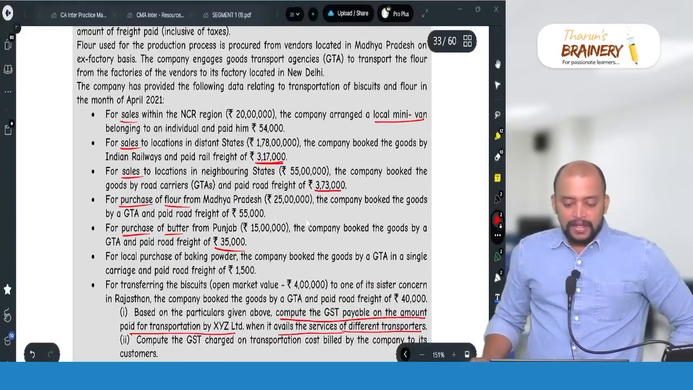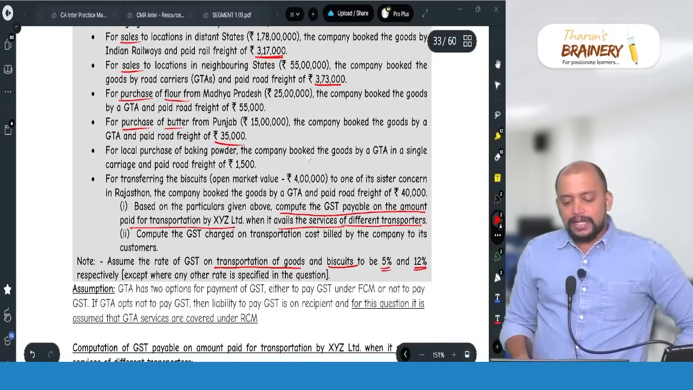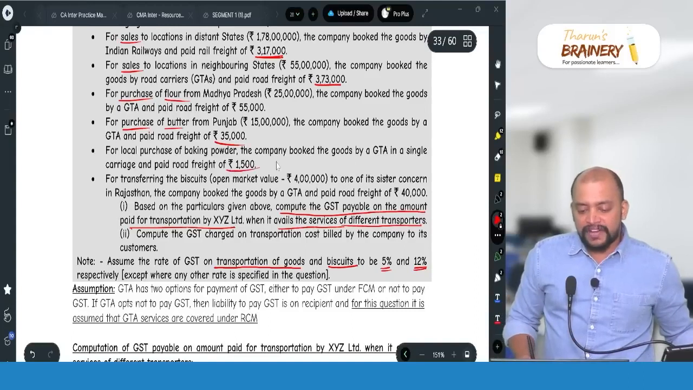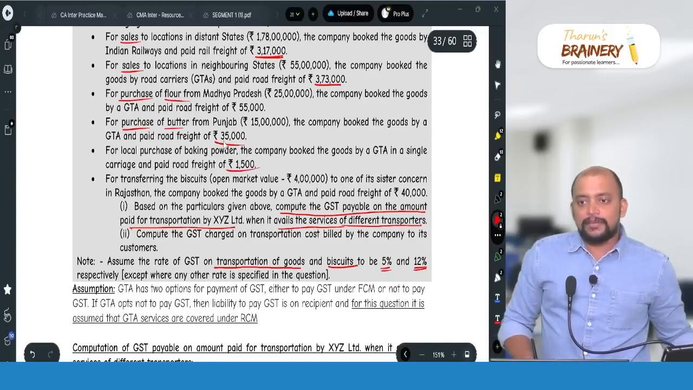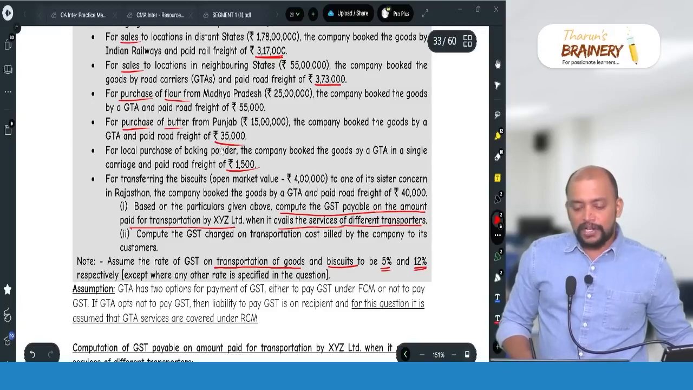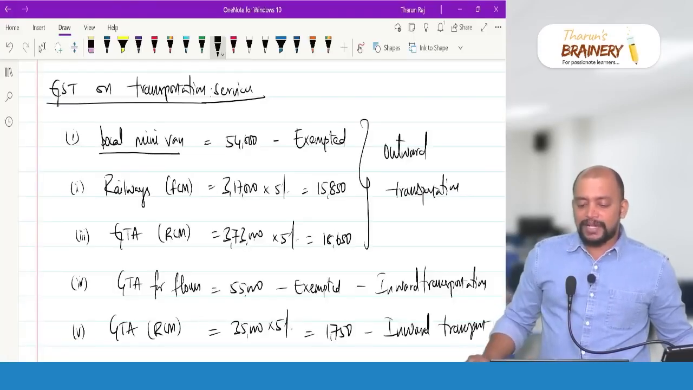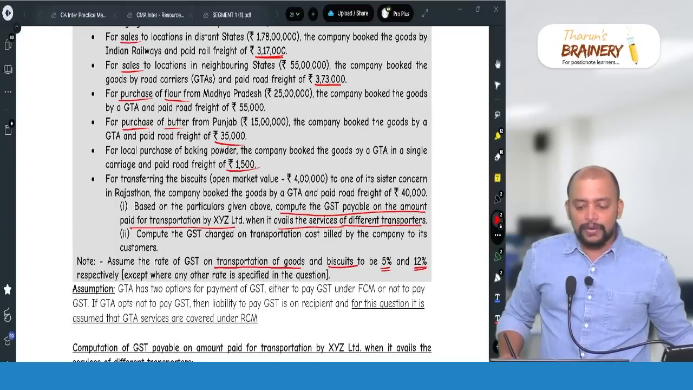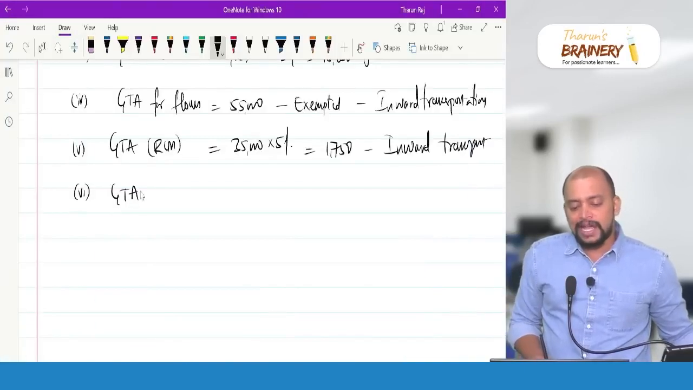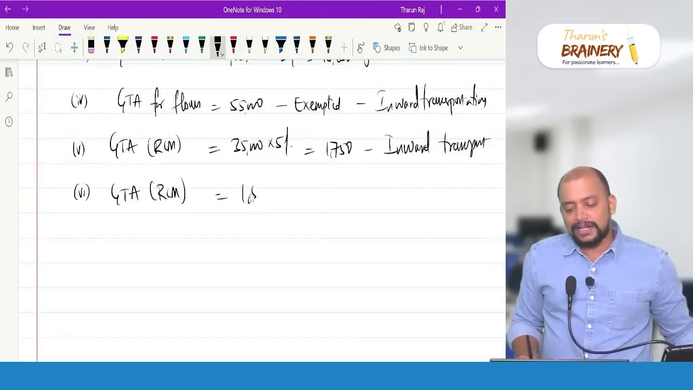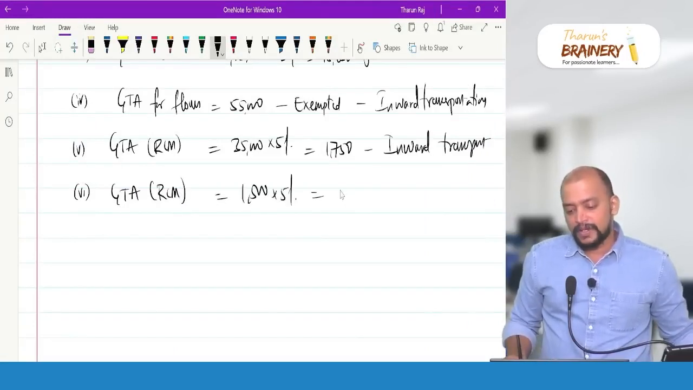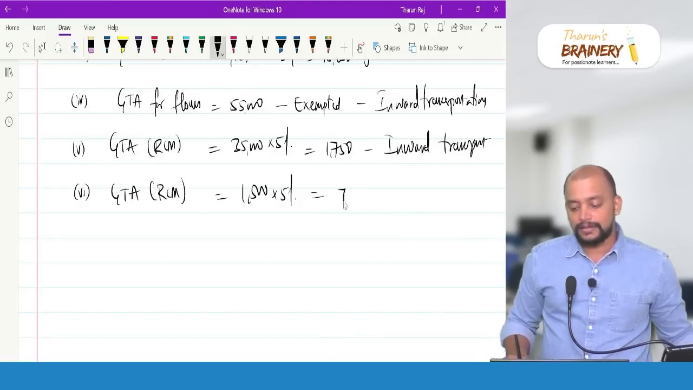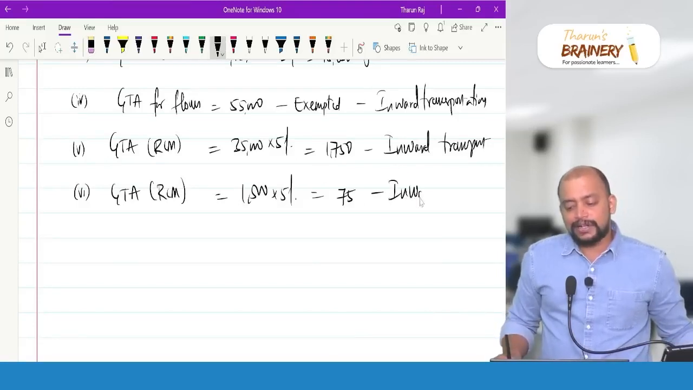Then next, for local purchase of baking powder, the company booked the GTA in a single carriage and paid a road freight of 1500. Baking powder will not come under flours. So, therefore, it will be taxable. And previously we had 1500 exemption, but that is not there now. So, which means it will be taxable again. GTA, RCM, 1500 into 5%, 75 rupees. This is also inward transportation.